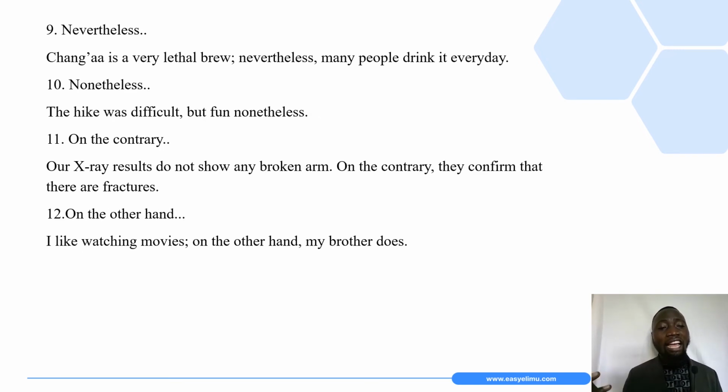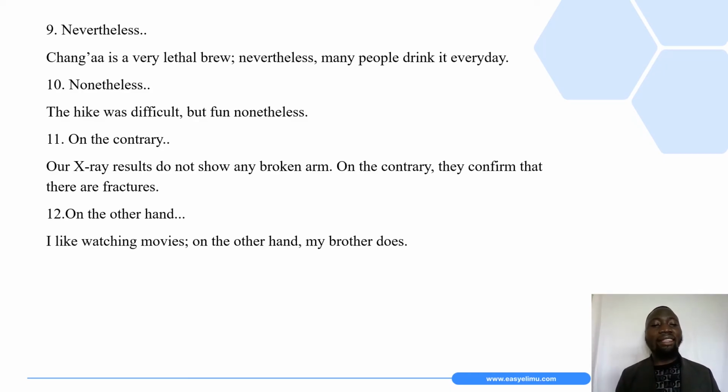So there are very many. We also have others like nevertheless. The example that we have in the sentence here is: Changa is a very cheap brew. Nevertheless, many people drink it every day.